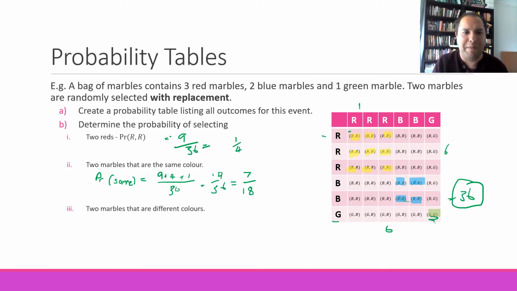Now our last one, find the probability that 2 marbles are different colors. Well, that's the same as saying the complement of them being the same. So them not being the same, or the complement, we can just work that out as 1 subtract the probability that they're the same. And that makes sense. If we've got the probability of them being the same, then whatever probability is left over out of 100% should be the probability that they are different. So that'll be 1 subtract 7/18, which ends up being 11 out of 18.